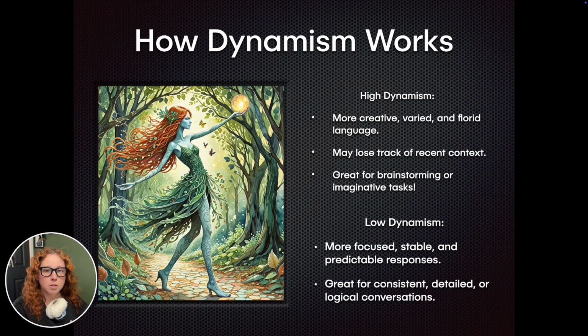This is great for consistent, detailed, or logical conversation. Now, lower dynamism is going to be more strictly adhering to your kin's backstory, to their key memories, and to their example messages. It's like everything that you have in that backstory tab, lower dynamism looks to that more strongly than higher dynamism does. So this is good for folks who are like, I want you to follow this and don't deviate. You want a lower dynamism.